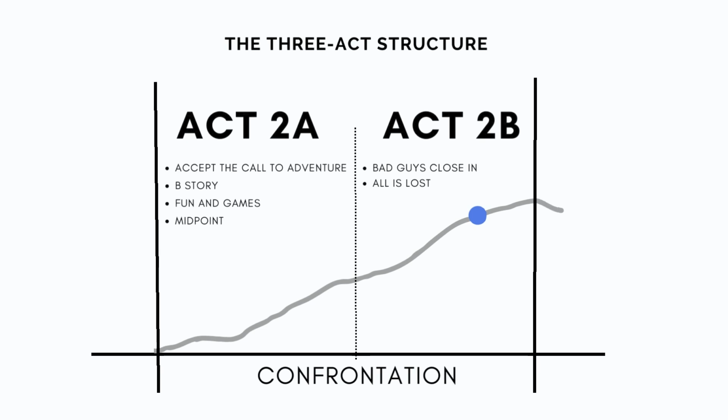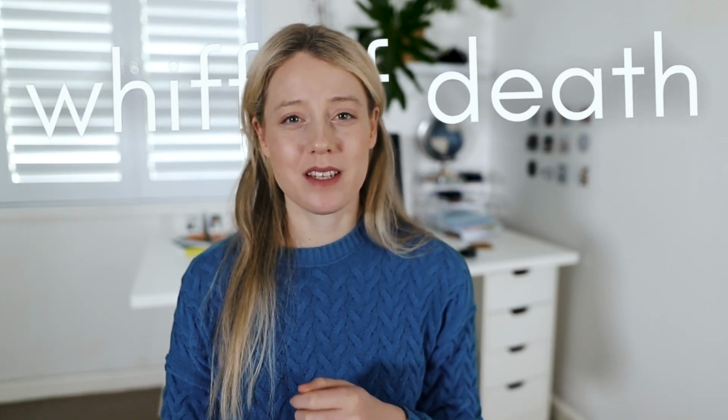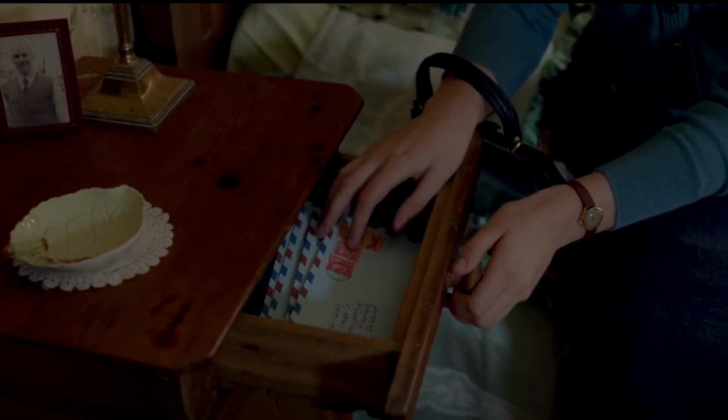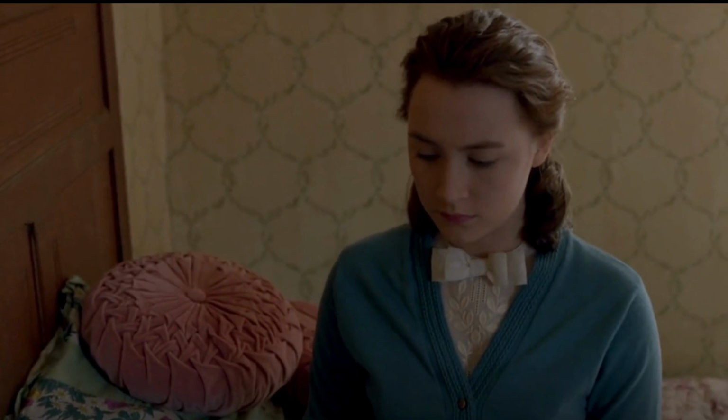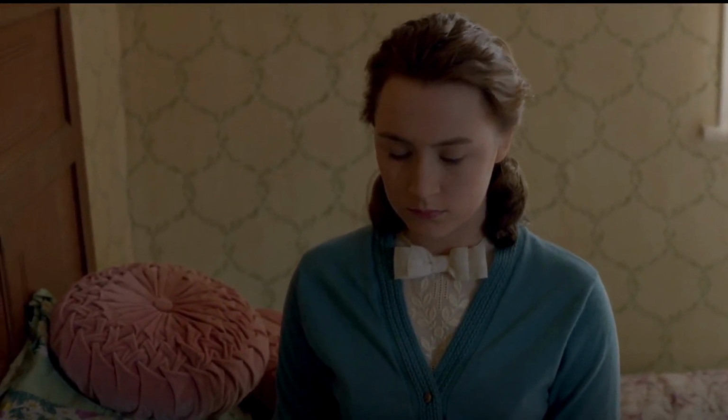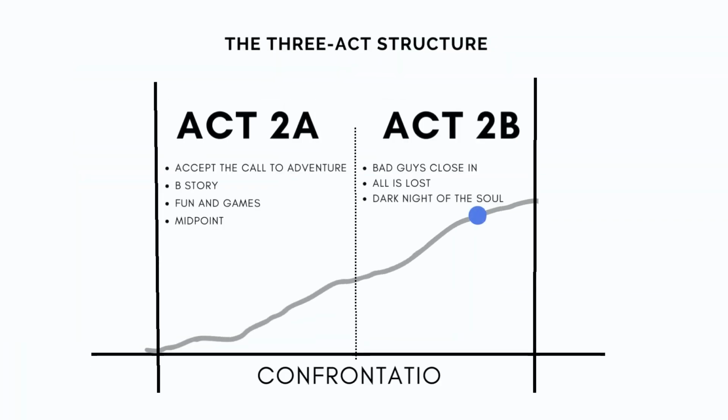This is the rock bottom moment of despair that our protagonist confronts. It's the whiff of death moment in the film where we see the death of a friend, a loved one, a mentor, and it's also the part of the film where the love interests usually separate. To continue with the Brooklyn example, this is where Saoirse's character places yet another unopened letter from her husband into a drawer alongside more unanswered letters. In a single moment, our protagonist denies her husband, but also walks away from the new life that she created in America. Our final part of Act 2 is the dark night of the soul.